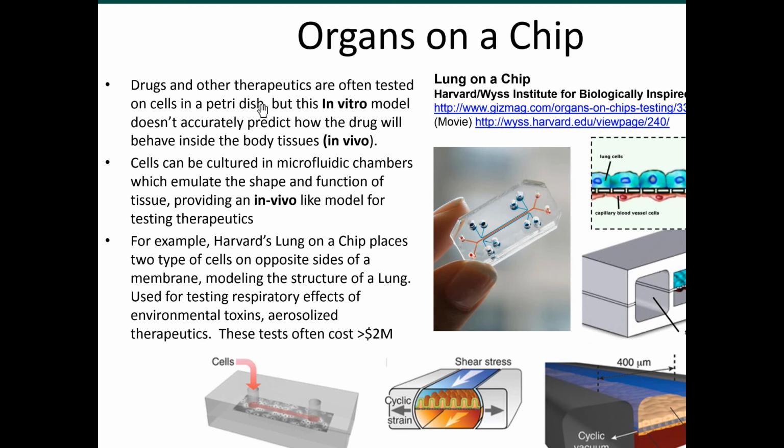So this field of organs on a chip, the idea of it is to create environments which closely mimic things that are happening in the body. So cells can be cultured in microfluidic chambers which emulate the shape and the function of tissue, providing an in vivo-like model for testing therapeutics. An example of this is Harvard's lung on a chip.